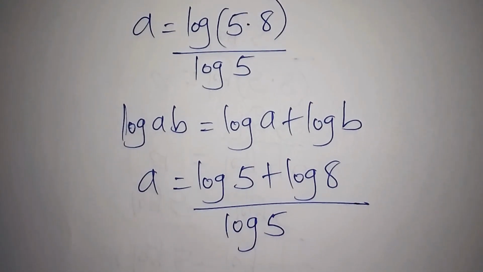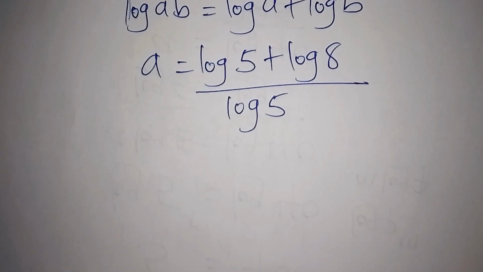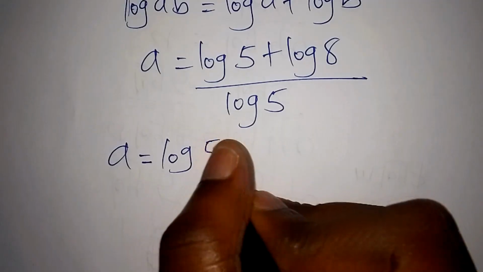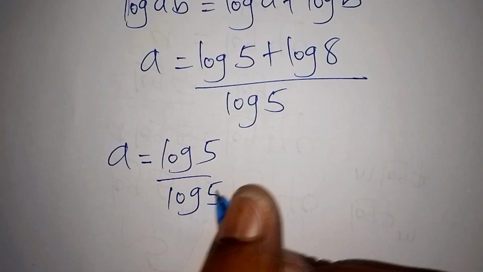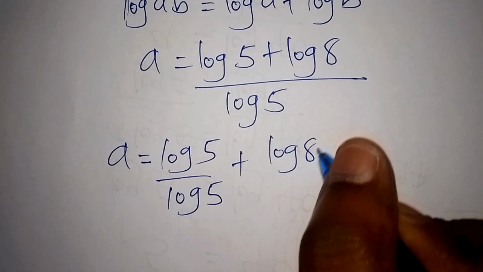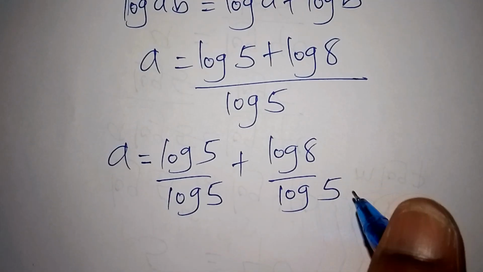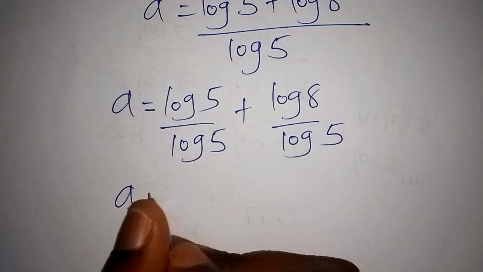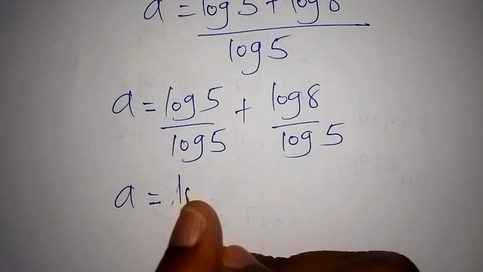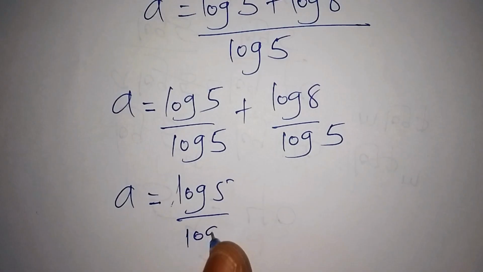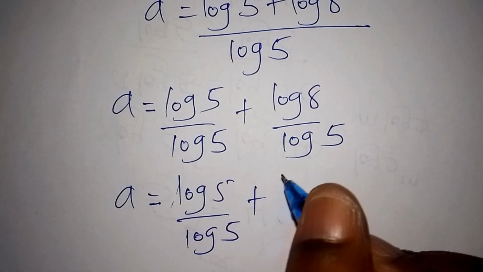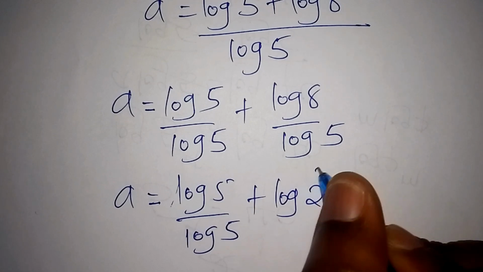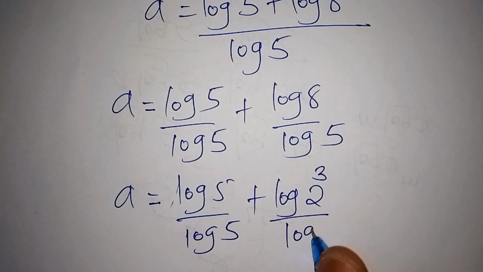Our next step is to divide by the log of 5 on both terms. So a is now equal to the log of 5 all over the log of 5, plus the log of 8 all over the log of 5. Next we can still have a equal to the log of 5 all over the log of 5, plus, since log 8 can also be written as the log of 2 to the power of 3, all over the log of 5.